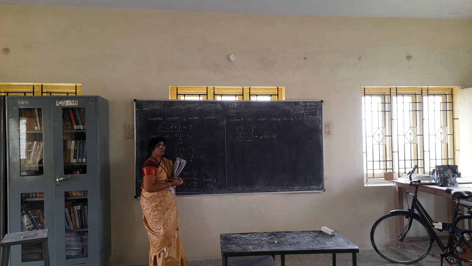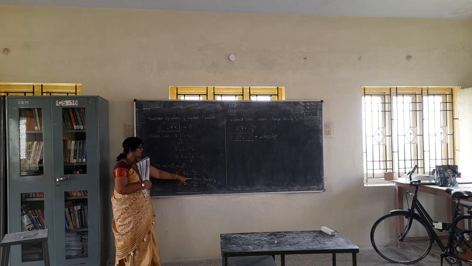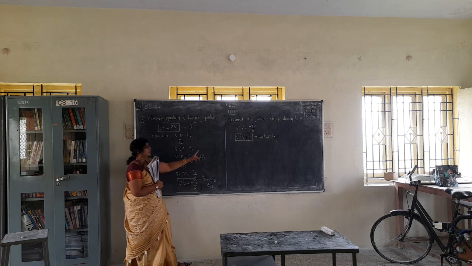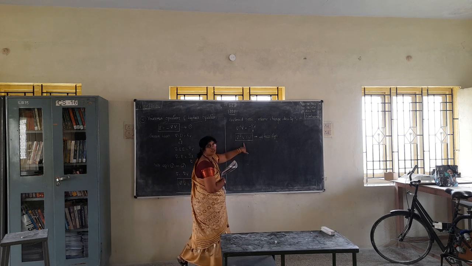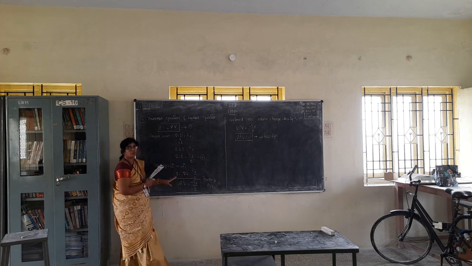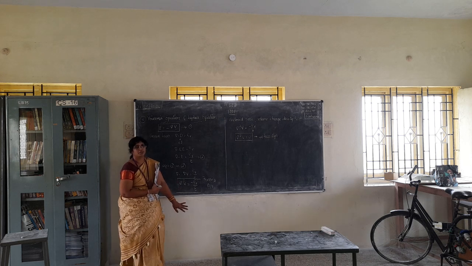For any enclosed path, closed surface, the charge density is 0. Hence, rho V is 0. Substituting this in your Poisson's equation, del square V will become 0. It is called as Laplace equation. Important 8-mark question, compulsory question: what is Poisson's and Laplace equation? Because its main application is to find boundary condition.